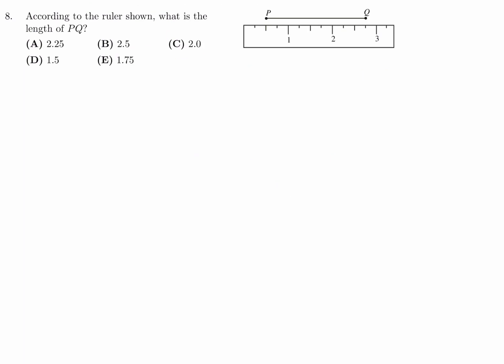According to the ruler shown, what is the length of PQ? Well, P is approximately at 0.5, and Q is at 2.75. So the length of PQ would be 2.75 minus 0.5, and that is 2.25. So number 8, the answer is A.